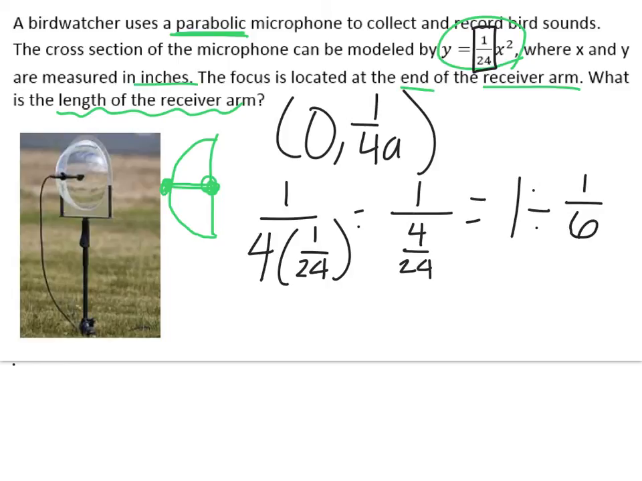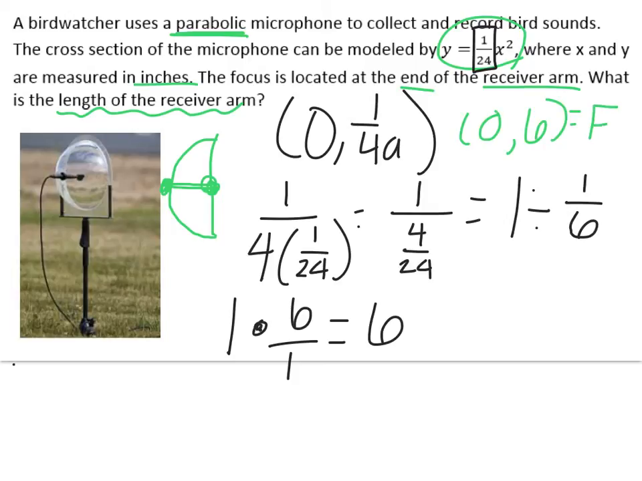So what we're going to do is, again, what we did last time with our fraction operation, we're going to copy dot flip. That's what you do when you're dividing by a fraction. You copy down the first number, you put a dot for multiplication, and you flip that fraction, which is 6 over 1. 1 times 6 over 1 is just 6. So that is the y coordinate for our focus. So that means our focus is going to be 0, 6. I'm going to put an F there for focus.